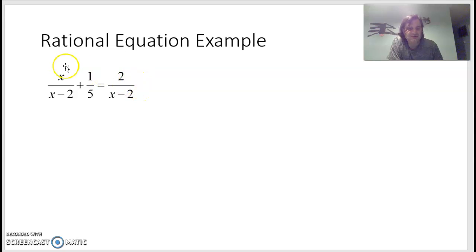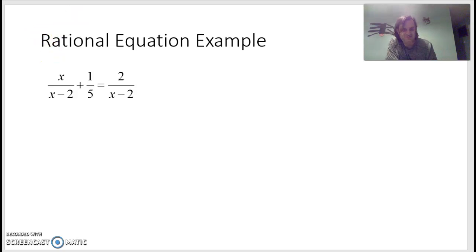So here we've got the equation. It's the fraction x over x minus 2 plus the fraction 1/5 equals the fraction 2 over x minus 2. So what we want to do is get rid of all the denominators so we no longer have to look at a fraction.